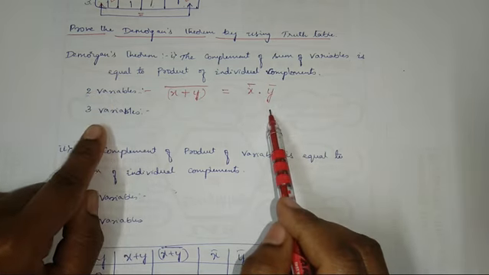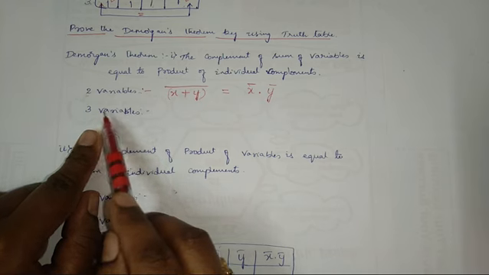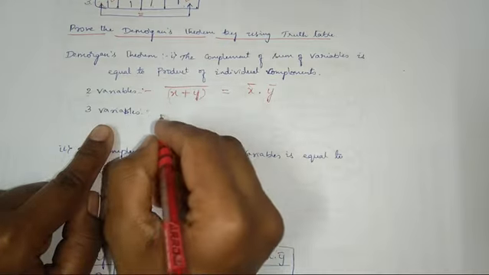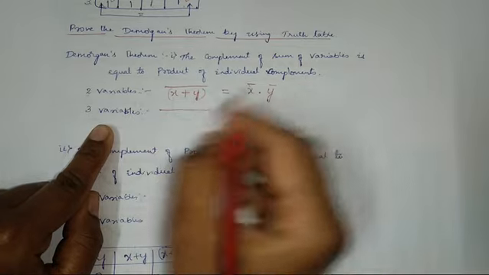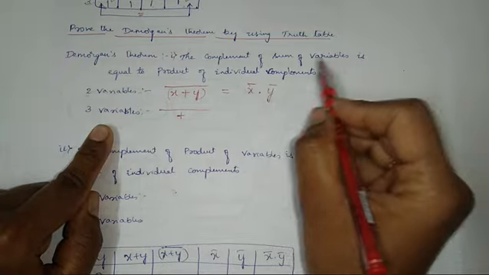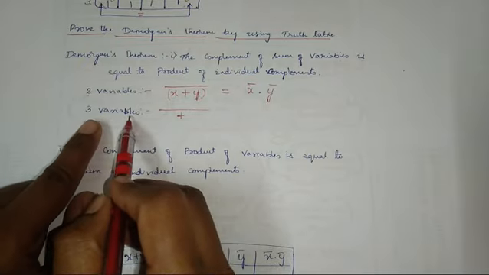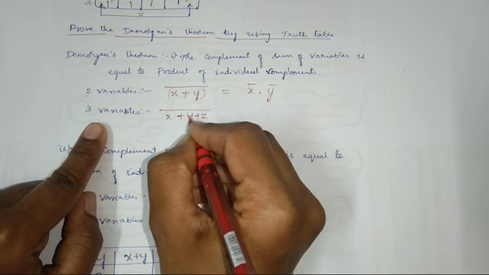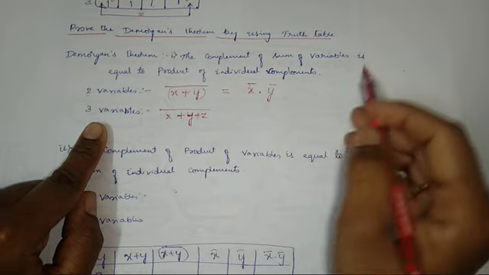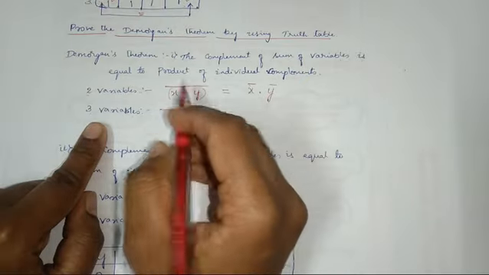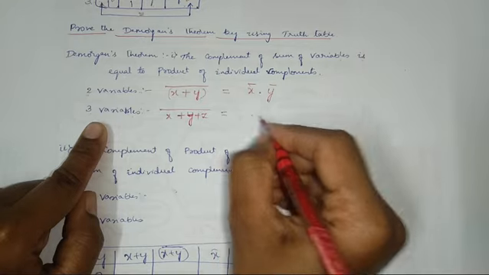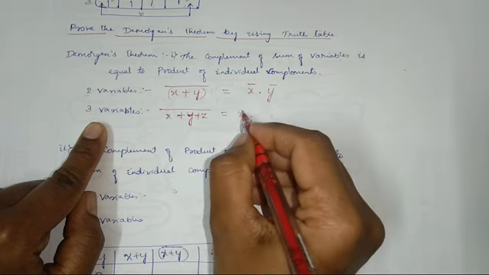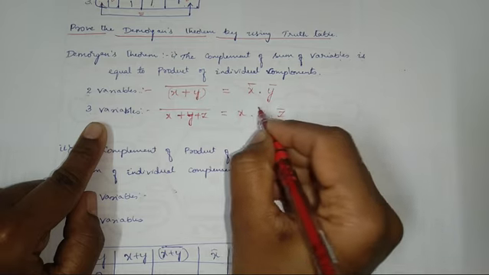Okay, now let us write the same thing for three variables. Now for three variables I am writing the complement of the sum of variables. How many variables have we taken? Three variables. So x plus y plus z whole bar is equal to the product of individual complements. Three variables are there, x, y, z, so the individual complements.